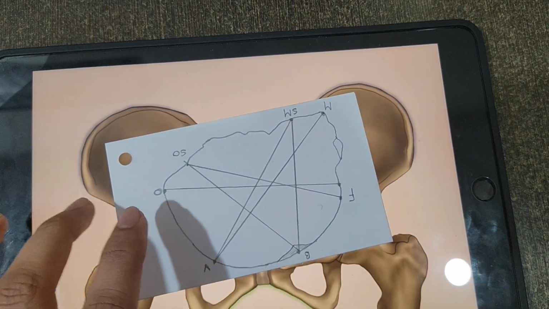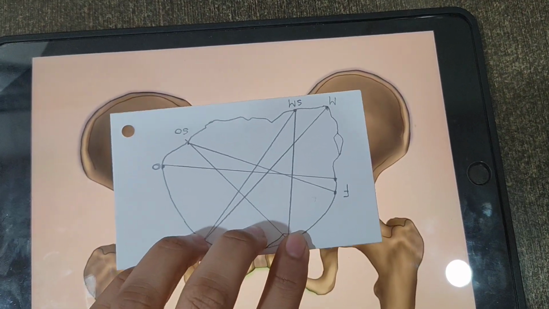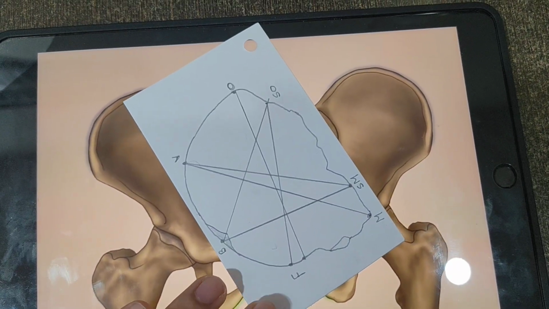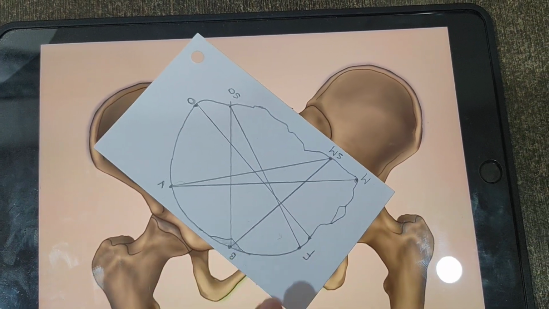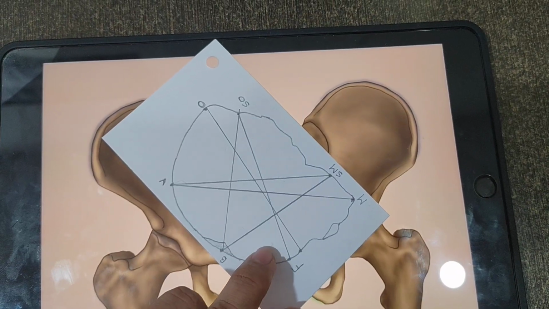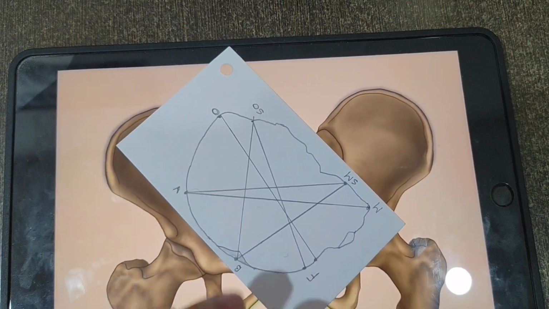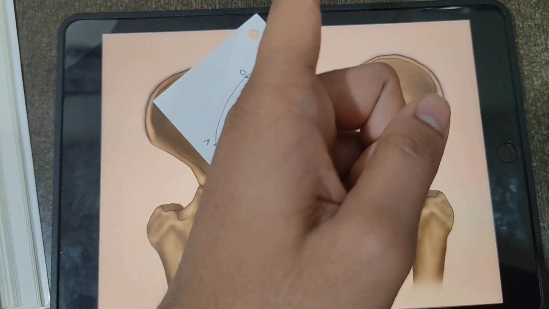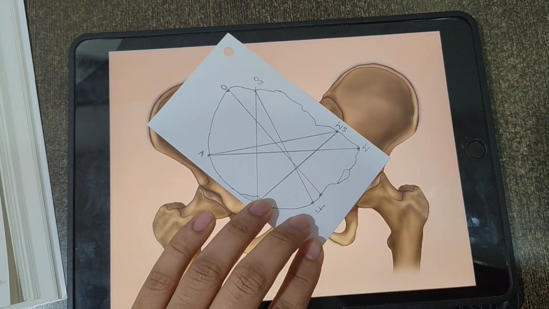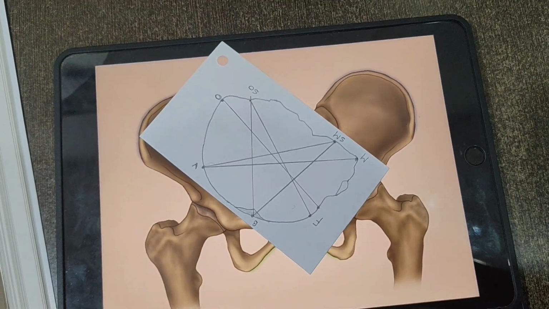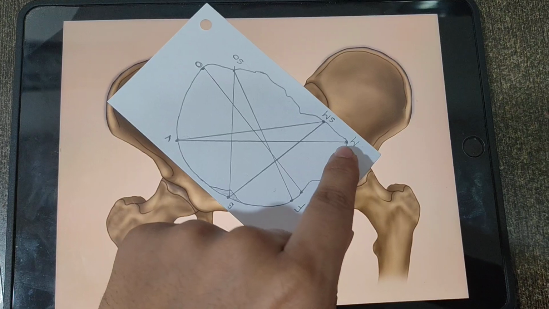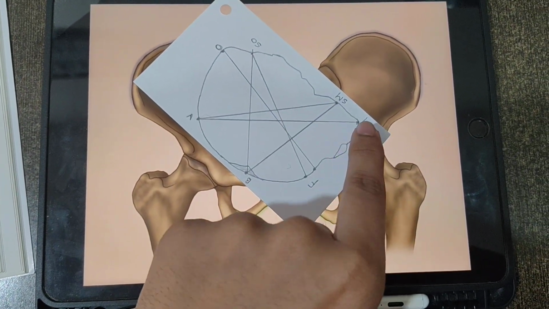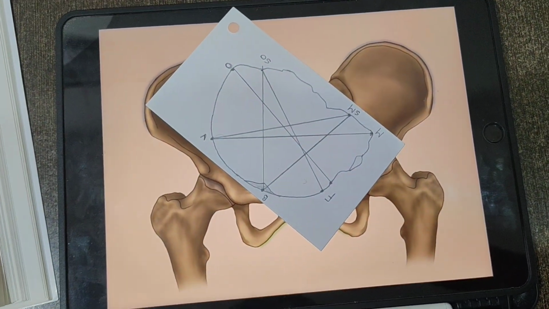After vertex, the presentation we have is brow presentation. So around here, this is the brow presentation. Which diameter do you see as very perpendicular? If you want, you can pause the video, draw a line here, and tell me which axis is most perpendicular to this. Yes, it's the mento-vertical. So as we study, in the brow presentation the engaging diameter is the mento-vertical diameter.